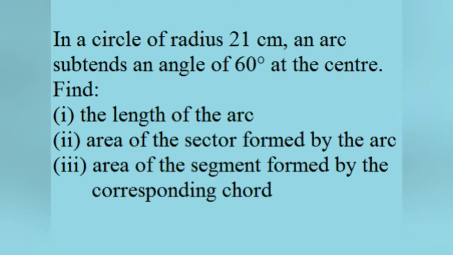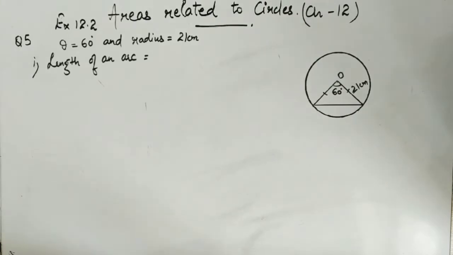In a circle of radius 21 cm, an arc subtends an angle of 60 degree at the center. Find the length of arc, area of the sector formed by the arc, and area of the segment formed by the corresponding arc. So three different subparts it has. Circle's radius is given, central angle is given. Length of arc, area of sector and segment, all three needs to be calculated. So in this question, theta is given 60 degree and radius is 21 centimeters.